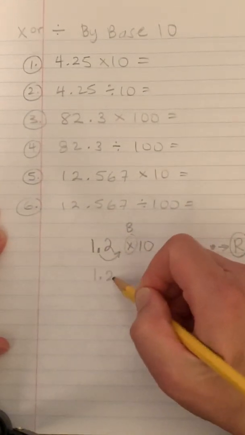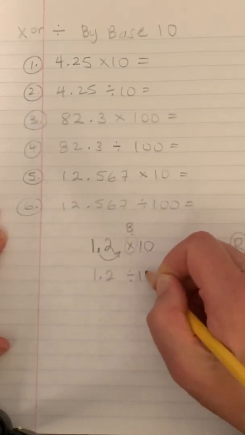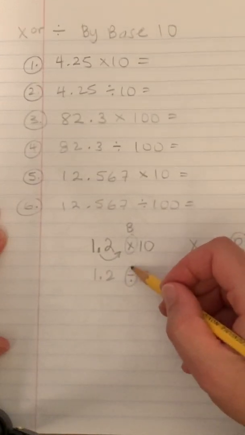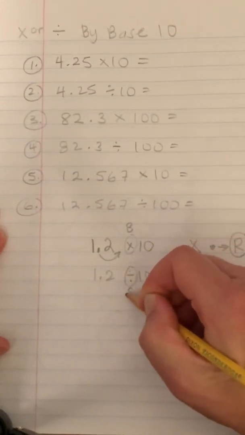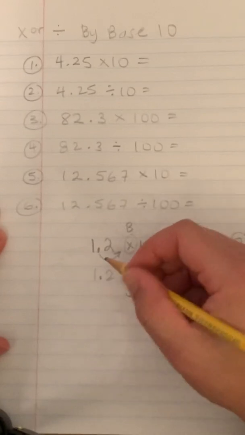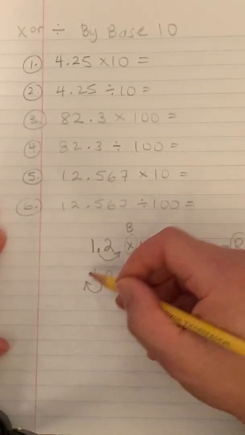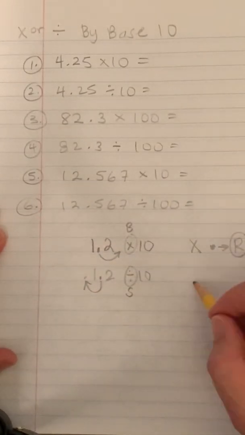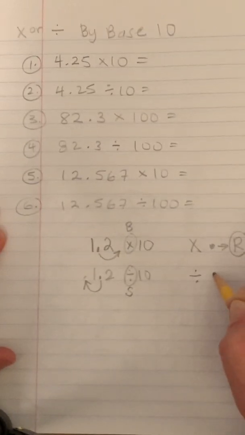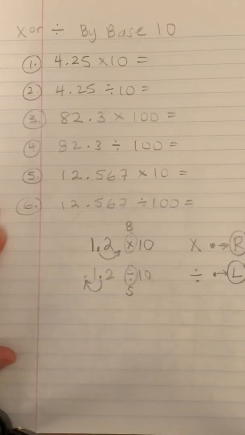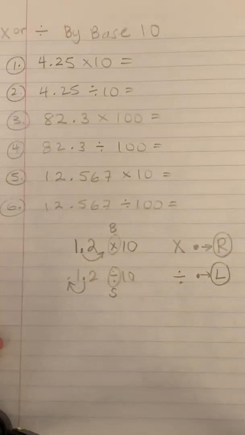So I'm going to remind myself that multiplication means decimal goes right. So again, if I'm going to divide by 10, that means the number is going to get smaller. I'm going to put an S, and that means that this decimal must be going to the left to get smaller. So I'm going to say division means decimal will go left. So now let's solve the problems.